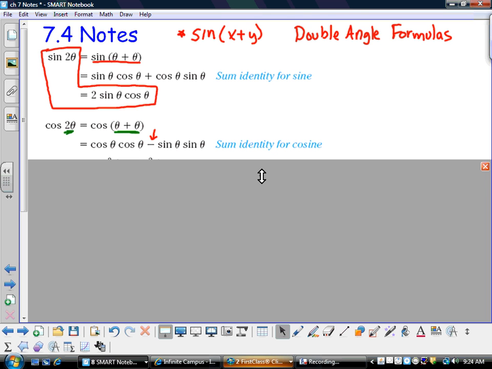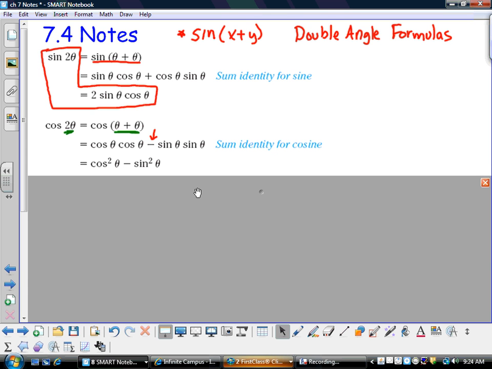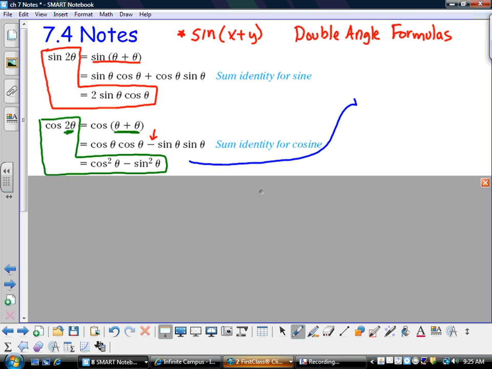Cosine times cosine is cosine squared. Sine times sine is sine squared. So the double angle identity for cosine is cosine 2 theta equals cosine squared theta minus sine squared theta. This looks similar to, but it's different from the Pythagorean identity. Remember that was sine squared plus cosine squared equals 1. In this case, we're subtracting, not adding, so we get a different value. It doesn't equal 1, it equals cosine 2 theta.